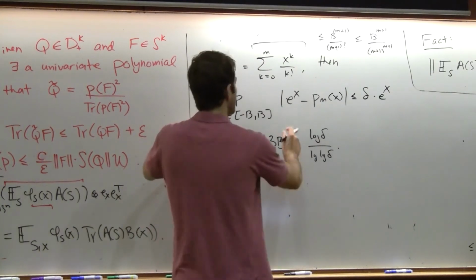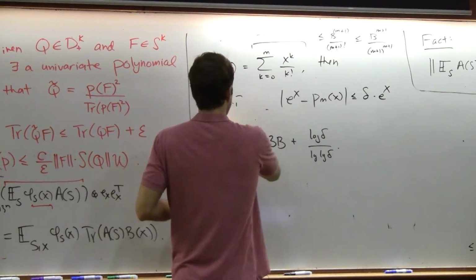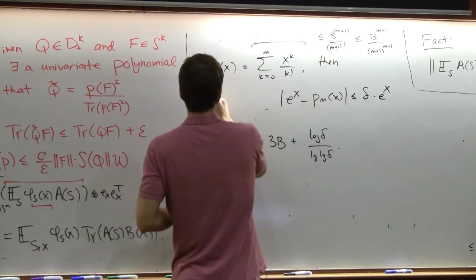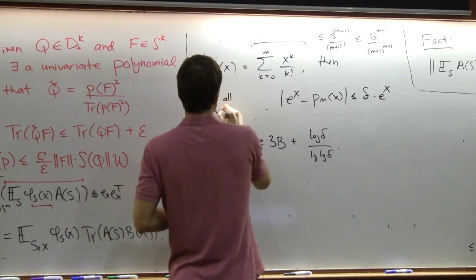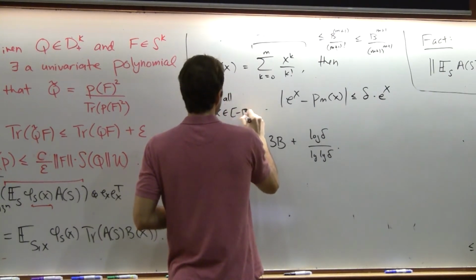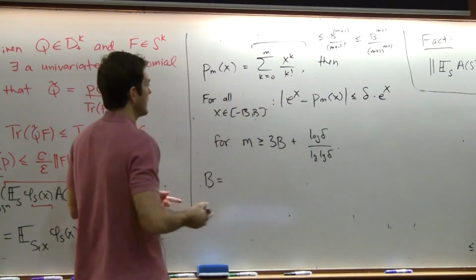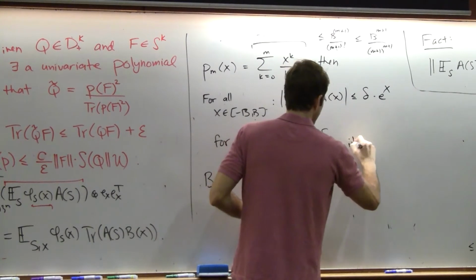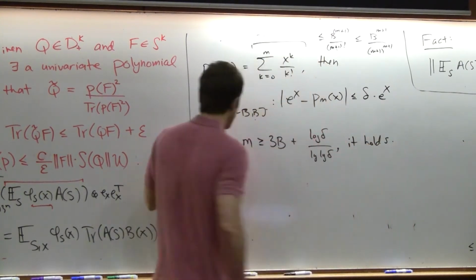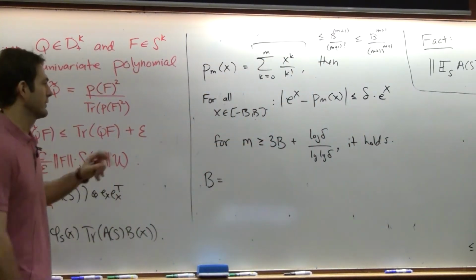What is x? x is anything. So I see. So that doesn't make any sense. No, you're right, it doesn't make any sense. So suppose we want this approximation to hold uniformly, for all x. If we choose m to be this large, then it definitely holds.